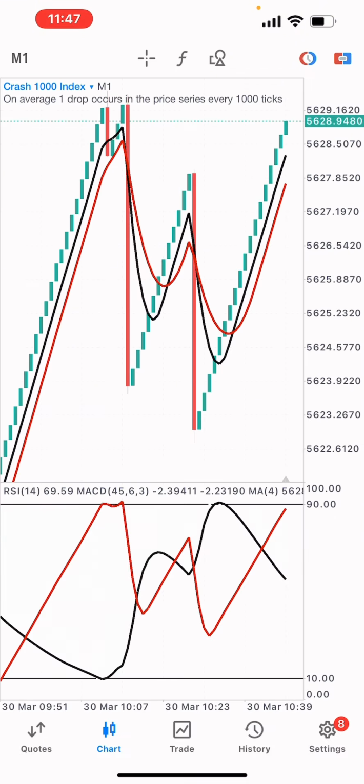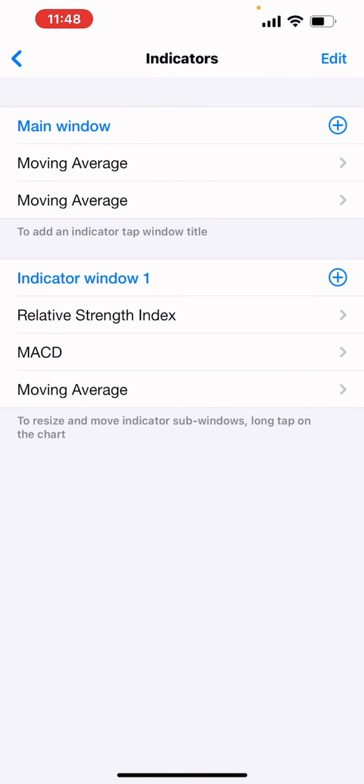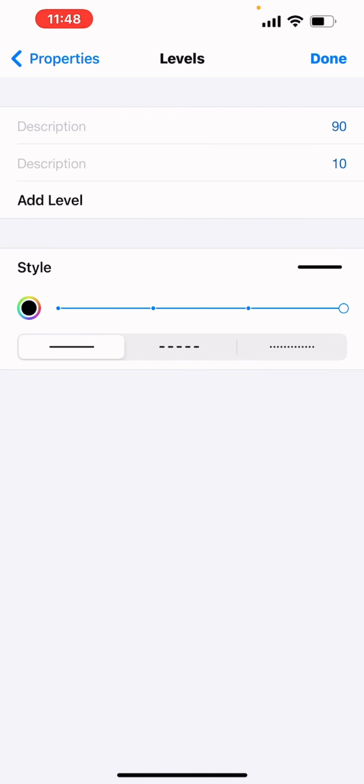Click on done. We'll have the next indicator, moving average, period 12, shift 0, method linear weighted, applied to close. The same parameters, but color red. Next we have the Stochastic, period 14, applied to close, levels 90 and 10. The color is white, so we are looking at the 90 and the 10 levels. That's what we are mainly interested in.